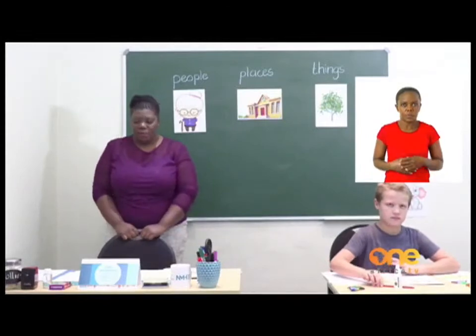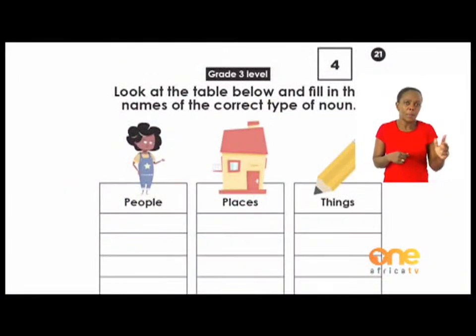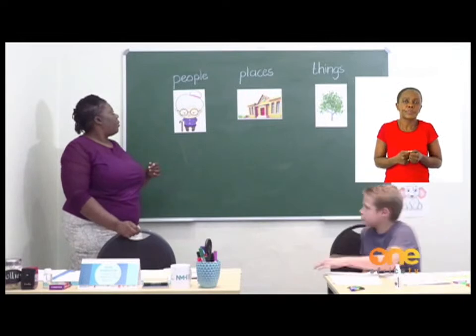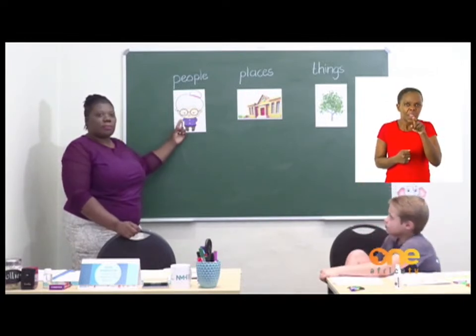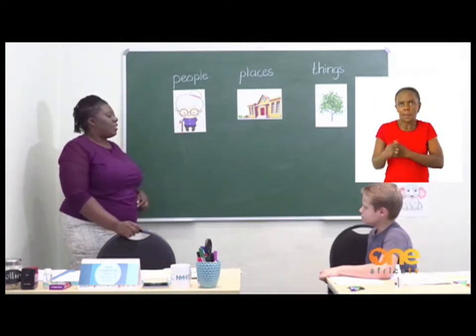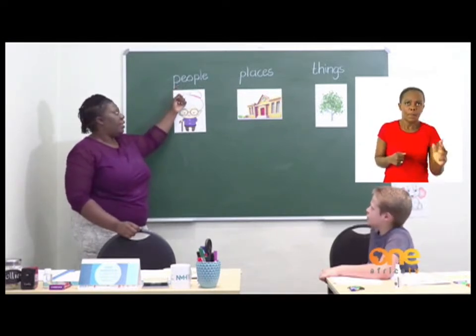Our lesson is coming from page 21. In the previous lesson, we learned that nouns are names of places, people, and things. I have a list of names that you are going to fill in using people, places, and things. I've given you an example on the chalkboard of people. Can somebody name this picture? Grandma. Yes, grandma. This is grandma. This is a noun name for people.